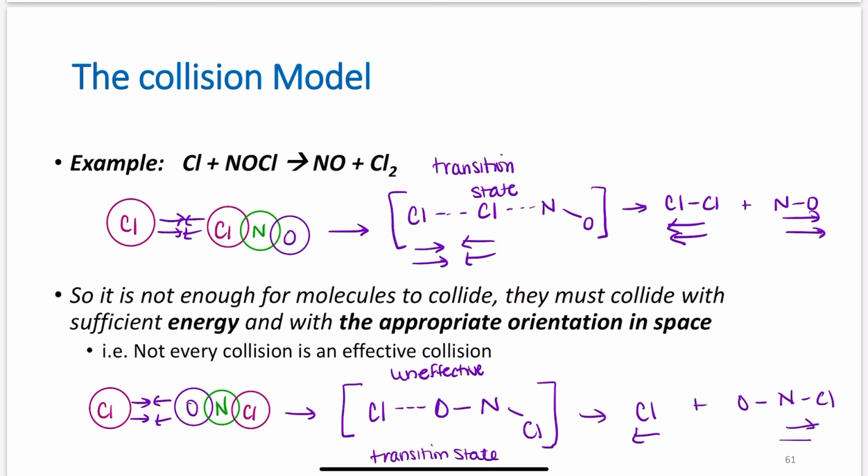and off would go the chlorine atom by itself, and in the other direction would go that ONCl molecule. So it's not enough for the molecules to collide. They must collide with sufficient energy and with the appropriate orientation in space; not every collision is an effective collision. That's why the higher the temperature, the more likelihood of the reaction going forward, because the higher the temperature means more collisions. The more collisions you have, the more probability you have of successful collisions.